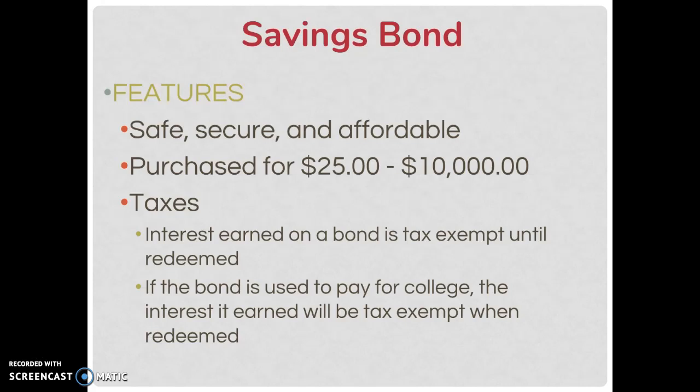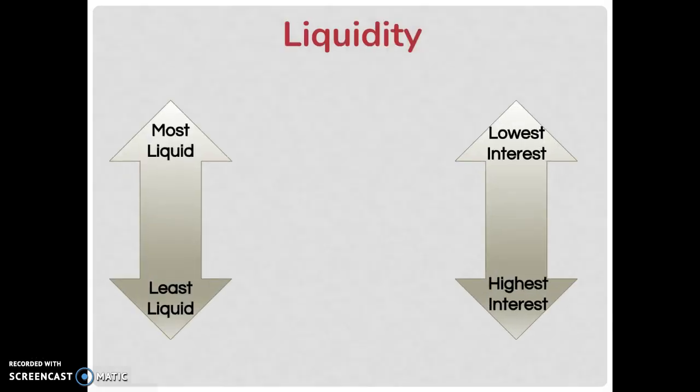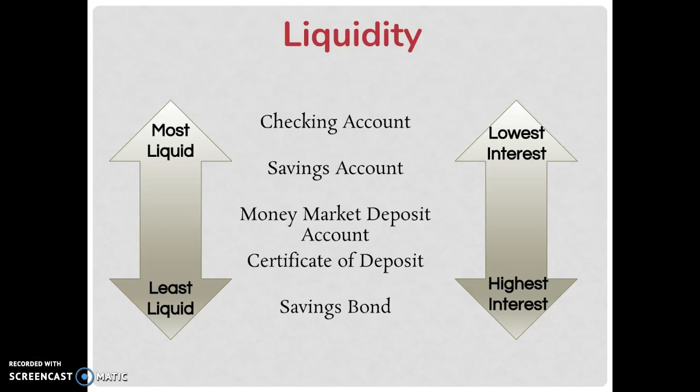So if you say, hey, I need to be able to make purchases really quickly and I need to be able to move money around, you might want to go with the checking or savings account. If you say, hey, I don't need this money, I want to earn a little bit of money, but I don't need it for 5, 10 years, maybe you want to look at a certificate of deposit or a savings bond. It all depends on where you're at in your life and what your needs are.